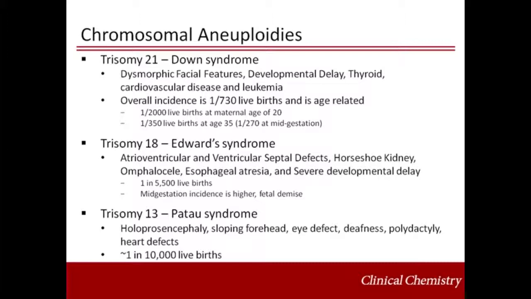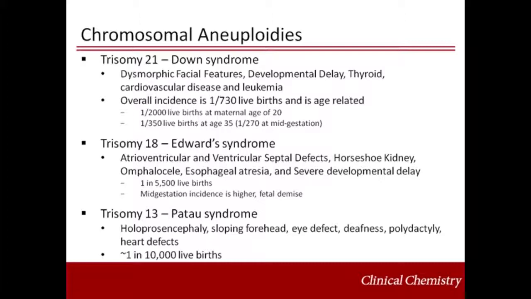Some individuals are at greater risk of having an affected pregnancy, such as those with a family history of Down syndrome, or if they have had a previously affected pregnancy. It is important to recall that all women are at a risk of carrying a child with Down syndrome, and the overall incidence is approximately 1 in 730 live births.